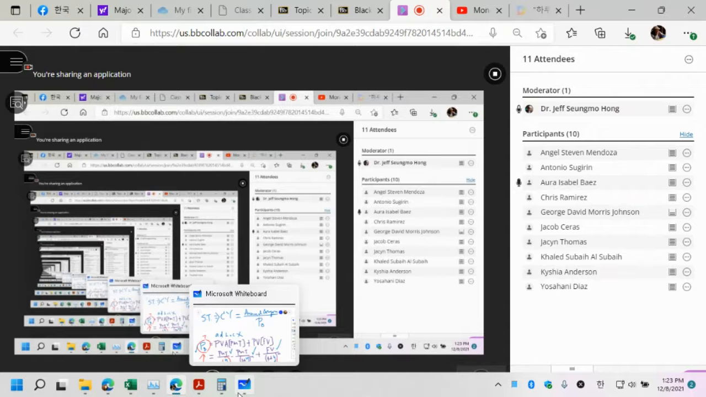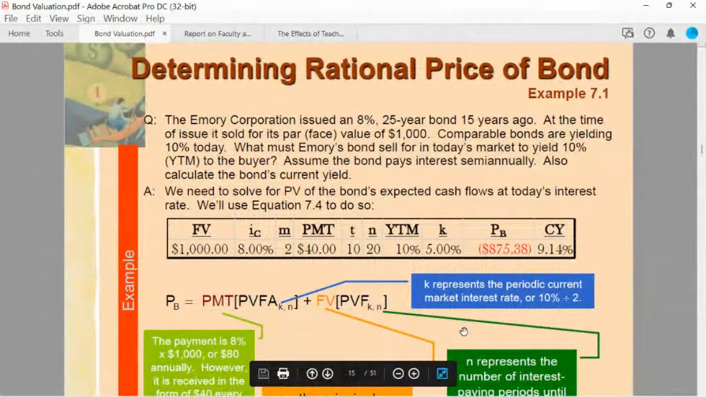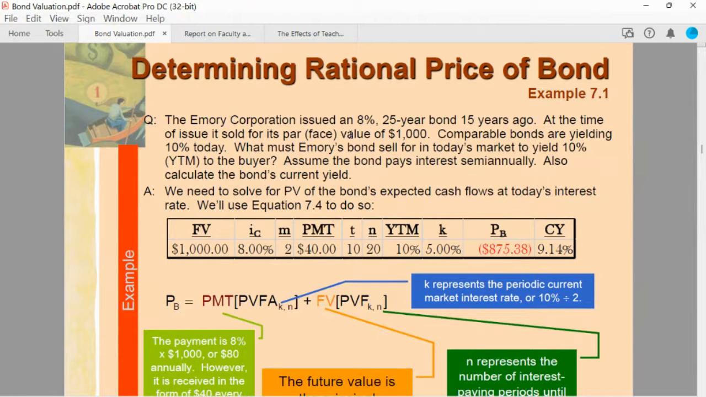It will be a discount. Yeah, it will be a discount bond. Definitely, it will be a discount bond because it will be over discounted, right? Because it's paying only 8%, but discount rate is 10%. So it will be over discounted and it will be a discount bond, right?